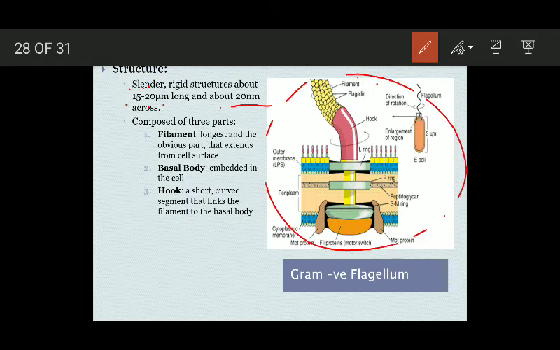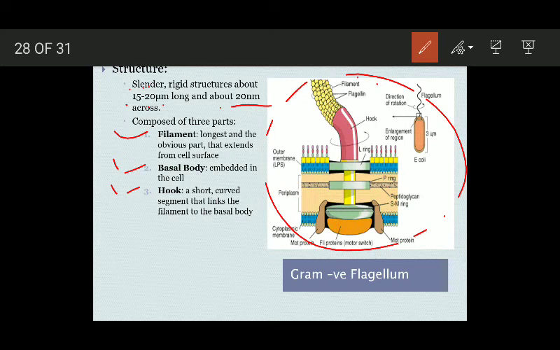They are composed of three parts. The first one is filament, then we have the basal body, and finally the hook. I will repeat these things. The structure of the bacterial flagella is such that they appear as slender, rigid structures. Their length ranges between 15 to 20 micrometer, and their width is almost 20 nanometer. They are composed of three parts: one is known as filament, the second is known as basal body, and the third is known as hook. Now we will talk about each of these one by one.